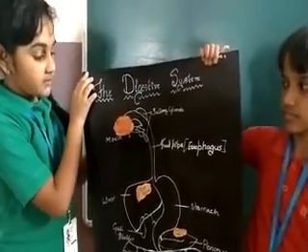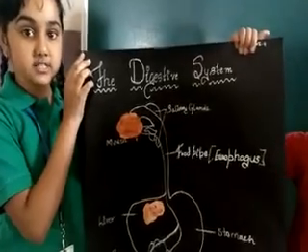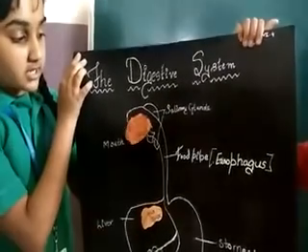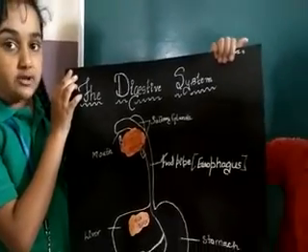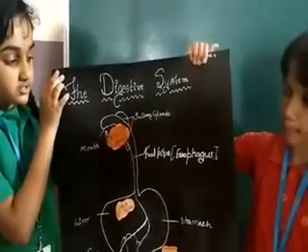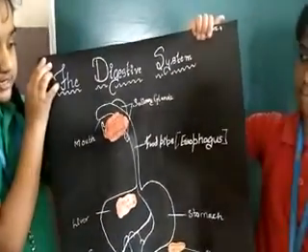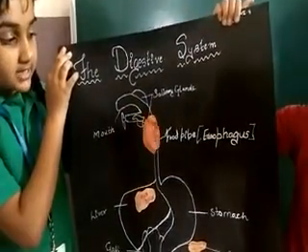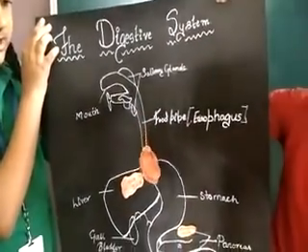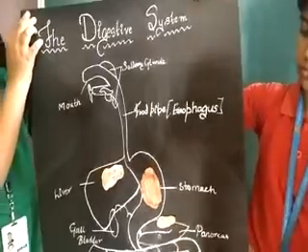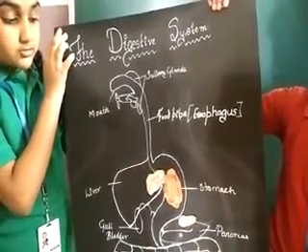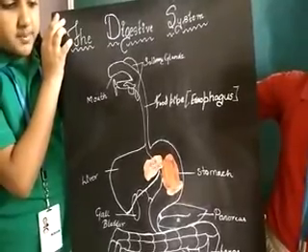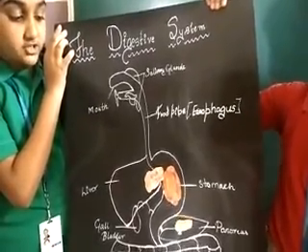Today I'm going to show the working model of a digestive system. When the person takes in food, it enters the mouth, and the salivary glands produce saliva, which helps in breaking down the food into food particles. Then the food particles enter the food pipe, also known as the esophagus, and enter the stomach. Here, in the process of digestion, some digestive juices like bile juice from the liver and pancreatic juice from the pancreas help in the process of digestion.